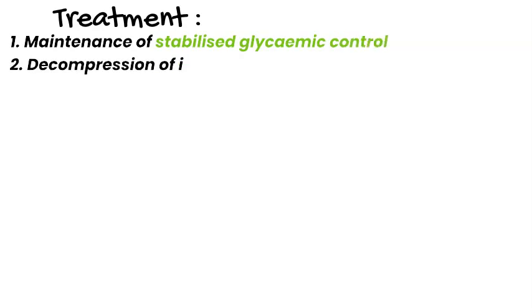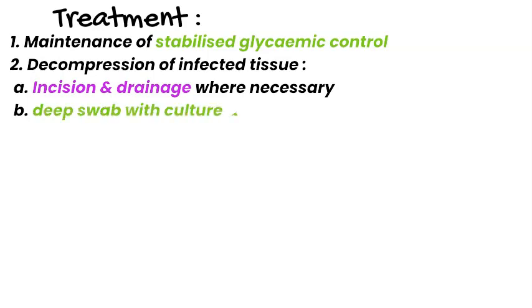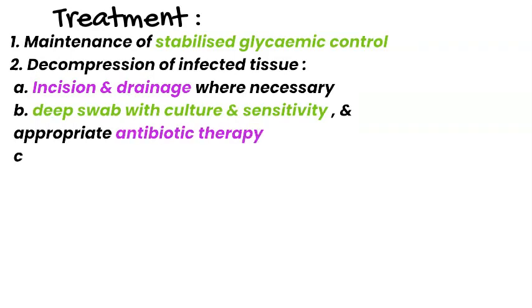Regarding treatment. Number 1, maintenance of stabilized glycemic control. 2, decompression of infected tissue. A. By incision and drainage where necessary. B. Deep swab with culture and sensitivity and appropriate antibiotic therapy. C. Negative pressure wound therapy.